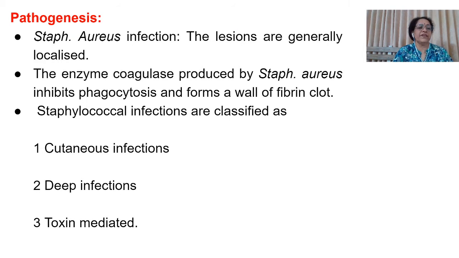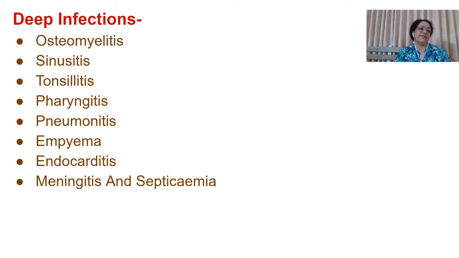When Staphylococcus aureus infection occurs, the lesions on the skin are generally localized. The enzyme coagulase produced by Staph aureus inhibits phagocytosis and forms a wall of fibrin clot, because of which it is not possible for the phagocytic cells to engulf them. Staphylococcal infections are classified as cutaneous infections, deep infections, and toxin-mediated infections. Now we'll see in detail the deep infections by Staphylococcus aureus.